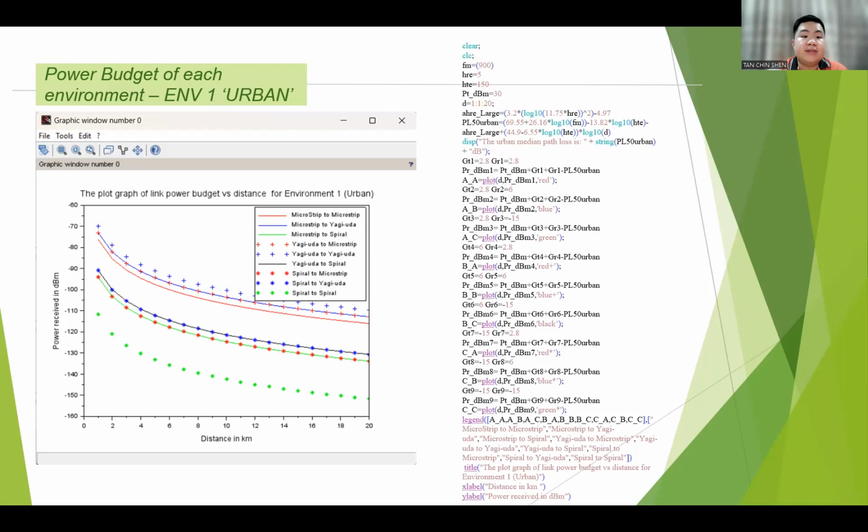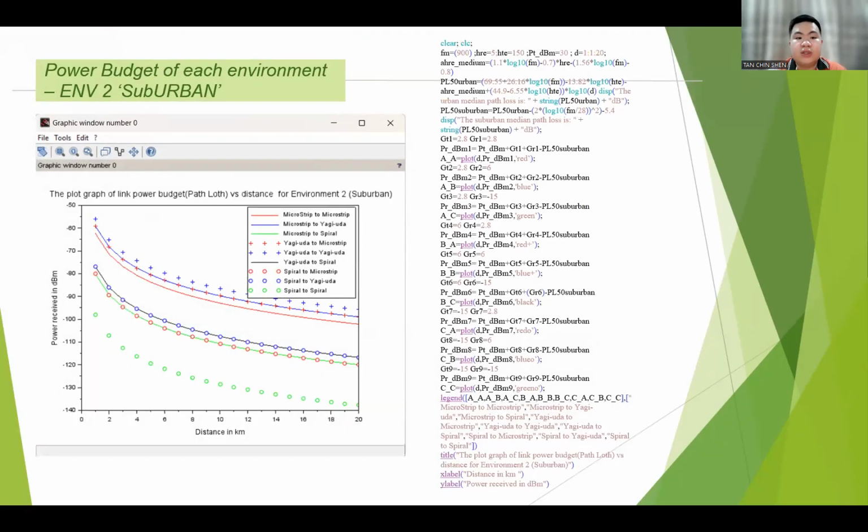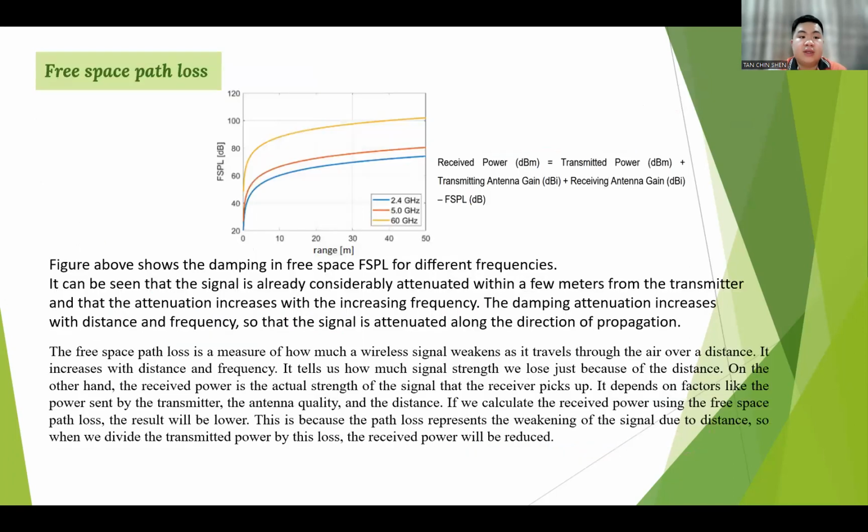Okay, then the second one will be suburban. So this is the coding and the output graph too. And the third one is rural. So the coding and the output graph are also mentioned in the slide. Okay, so the next is the free space path loss.